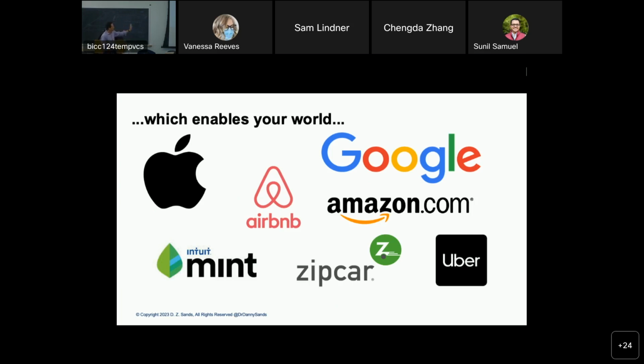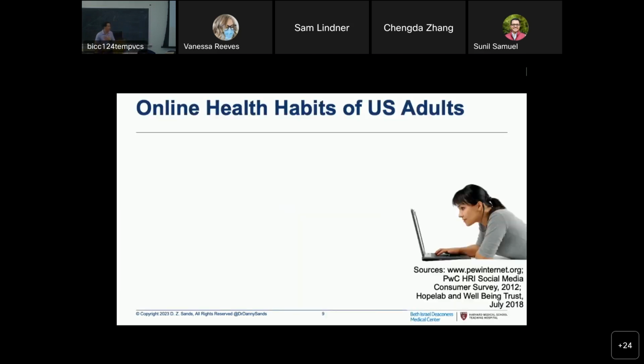So this is how our expectations have changed, okay? I mean, nobody even thinks about taking a taxi anymore, right? We're taking Uber and Lyft all the time. It's just a magical thing. So is this how you experience healthcare when you're in the healthcare system as a patient or as a caregiver? I would argue that we're not there yet.